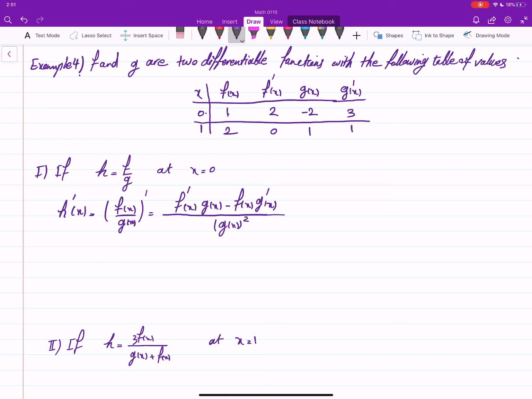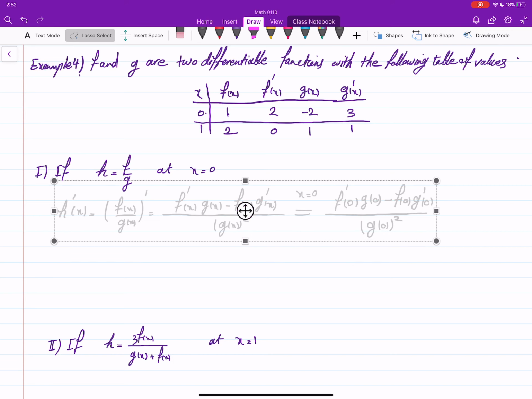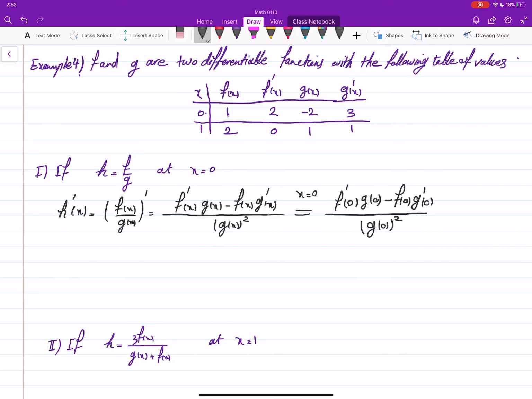And set x equal to 0. When you set x equal to 0, this will give us f prime at 0 times g at 0 minus f at 0 times g prime at 0 over g at 0 squared. I should have started with the black one. Doesn't matter now.